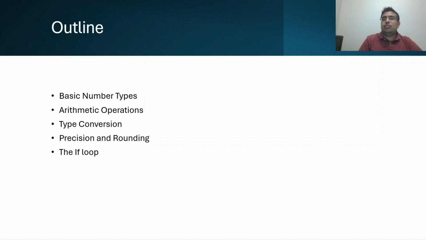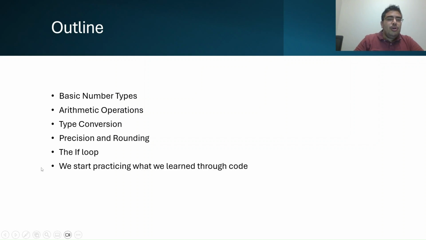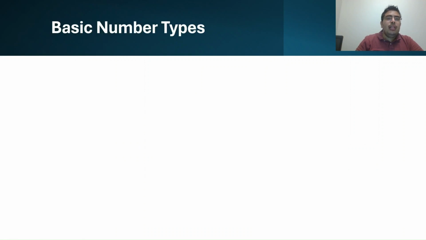Our next lesson, lesson 4, I believe, this is lesson 3. Lesson 4, you will be learning all about different loops. There's an if loop, there's a for loop, there's a while loop, bunch of loops. And we'll learn about them and how to use them, incorporating everything we learned about strings and what we will be learning about integers and floats today. After the if loop, we will start practicing what we learned through code. All right, let's get into it.